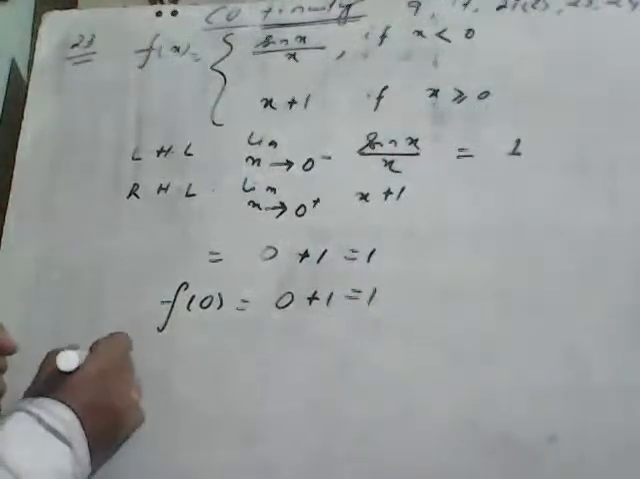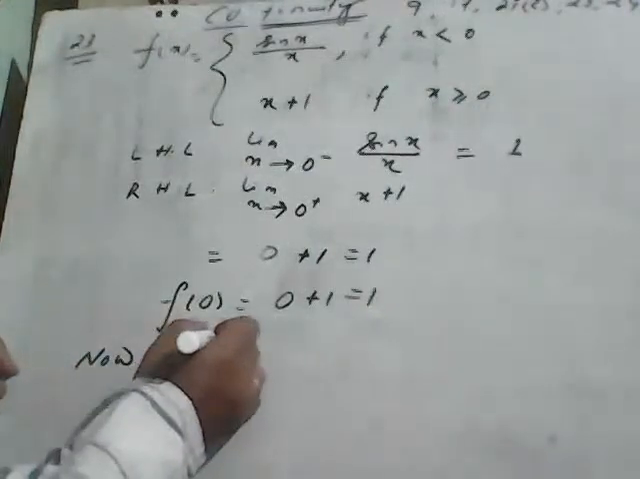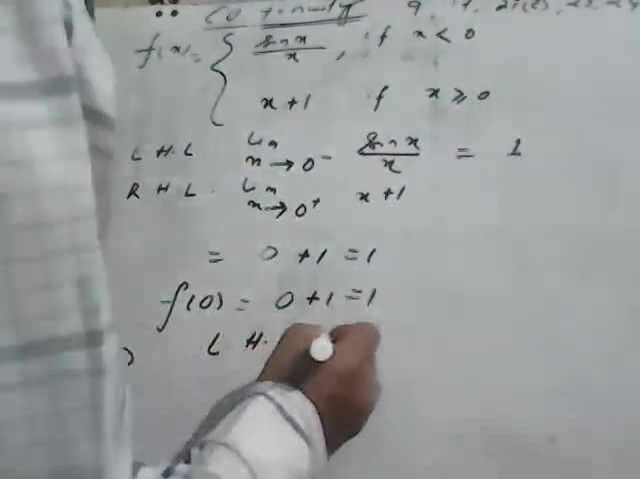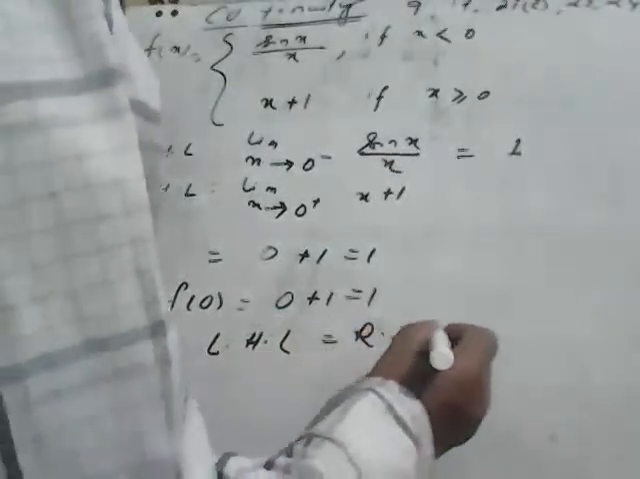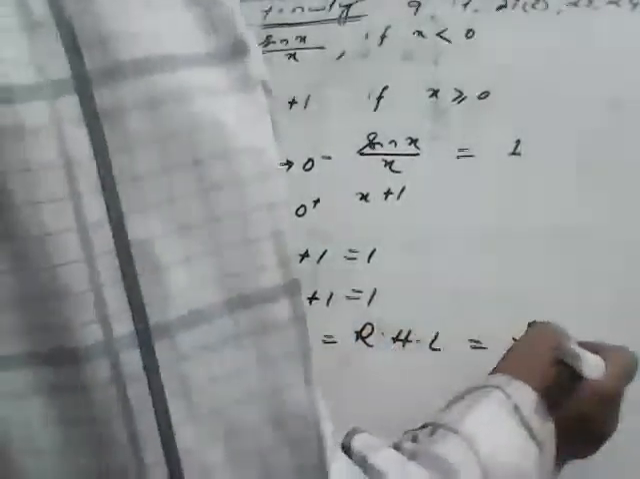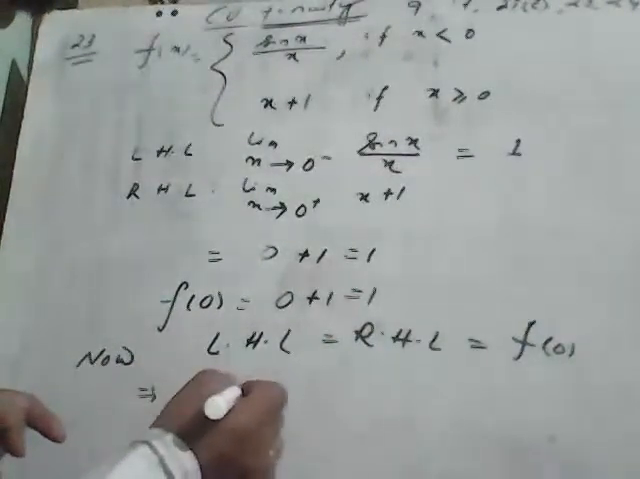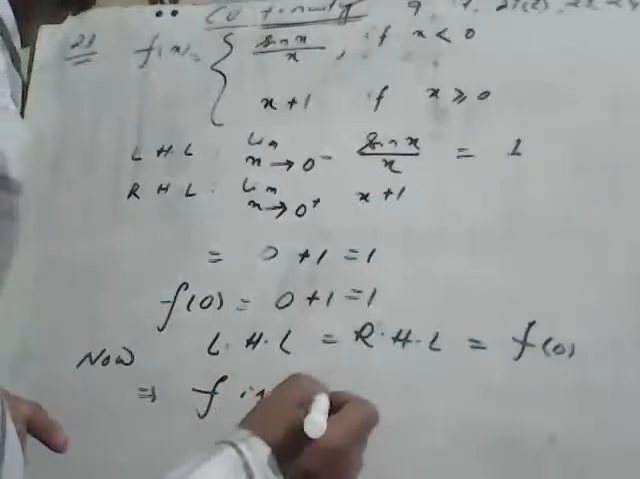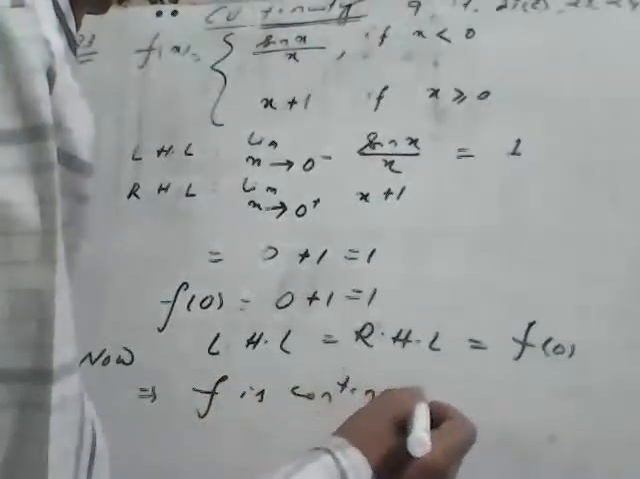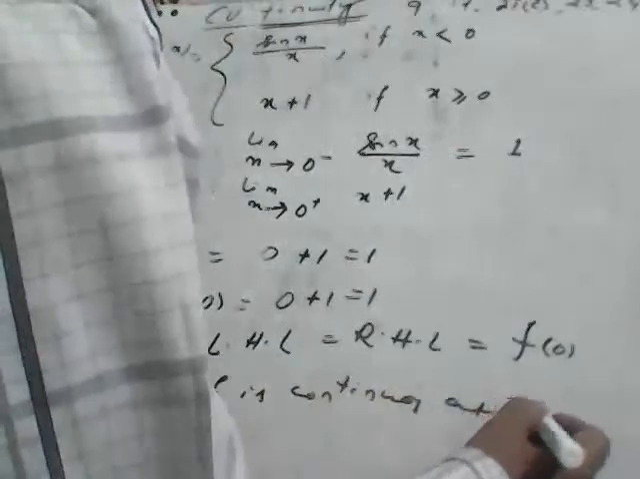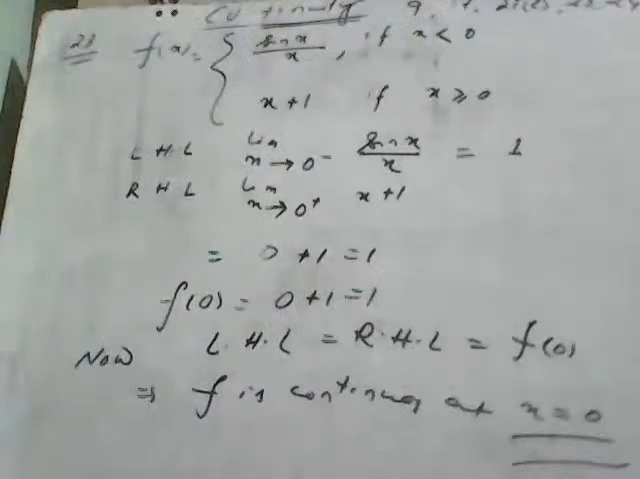Now you conclude: left hand limit equals right hand limit equals f of 0. This implies f is continuous at x equal to 0 first. At 0 it is completed. Now, what can you say about less than 0 and more than 0?